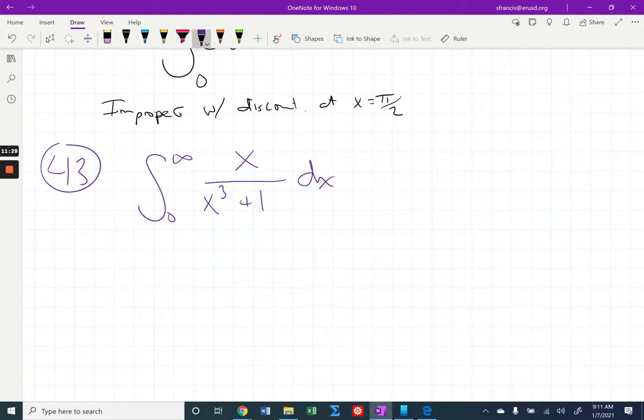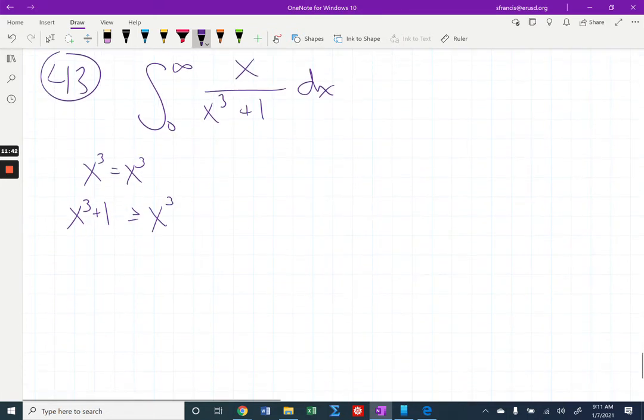Let's start with some nonsense. x cubed is equal to x cubed, right? Nobody believes that, but just pretend for a moment that it's true. That means x cubed plus 1 is going to be greater than or equal to x cubed. And then 1 over x cubed plus 1 is going to be less than or equal to 1 over x cubed. These are all true statements, and I got most of what I need in my integrand, except I need an x. Now, if I multiply both sides by x, as long as x is non-negative, then it doesn't affect the direction of the inequality.